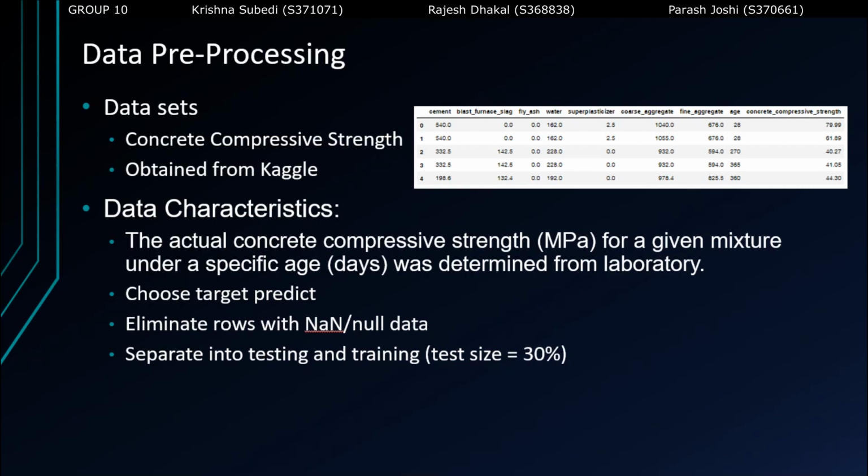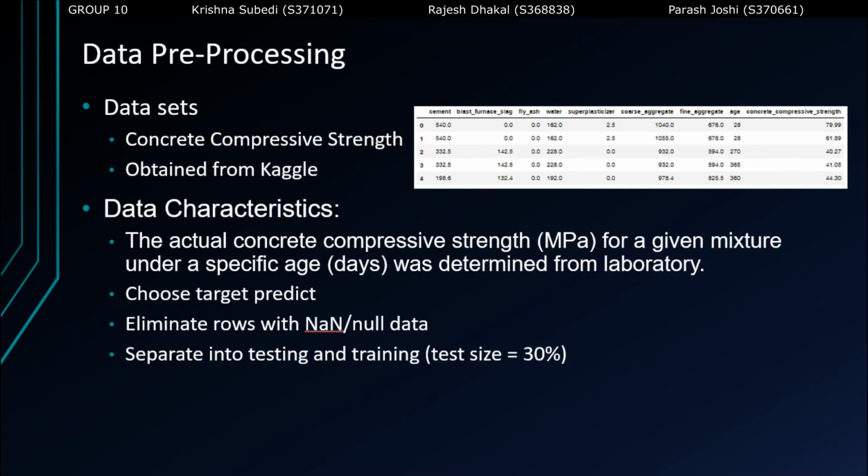For the data characteristics, we will choose a target prediction and eliminate rows with null data. Similarly, we'll separate the data into testing and training values, where generally the testing size will be 30%. The steps include data cleaning, data transformation, data reduction, handling imbalanced data, visualization, and handling duplicates. So these are the things that we did for the data preprocessing.